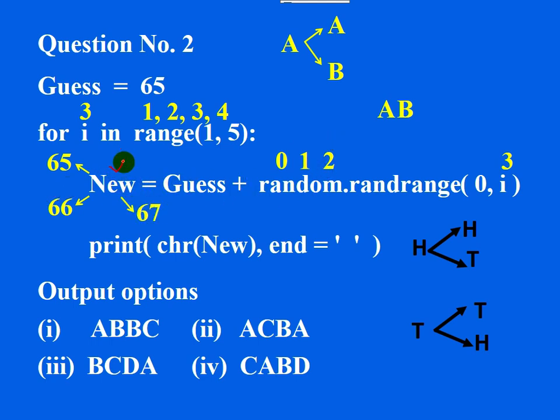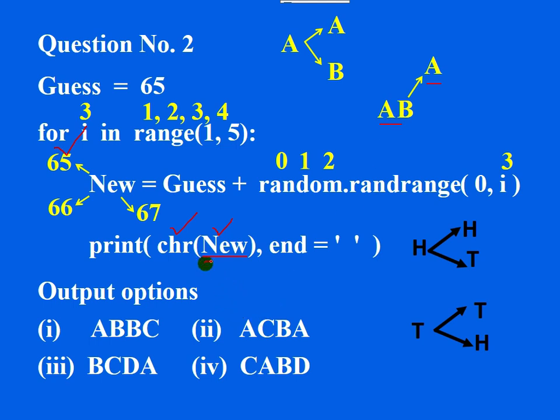So variable new may point to either 65 or 66 or 67 depending on the outcome that occurs here. If I substitute new as 65, what answer do you get? 65 in the character format, capital A. Remember the concept of ASCII values. For capital A, the ASCII value is 65. So capital A is added to the previous answer.